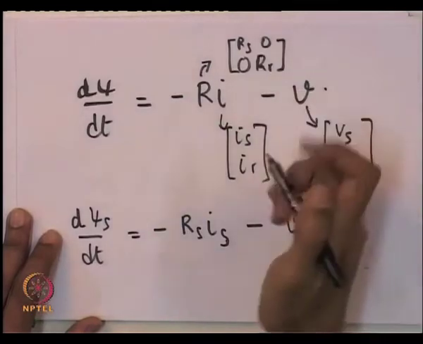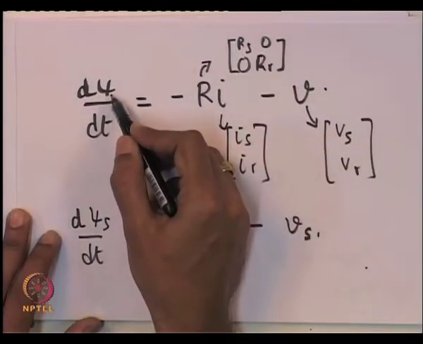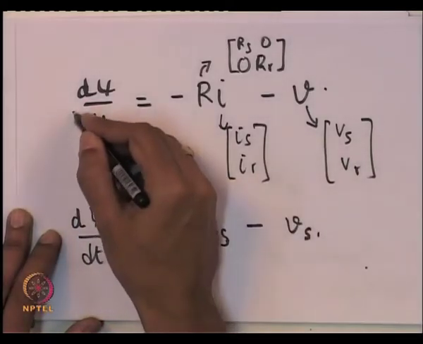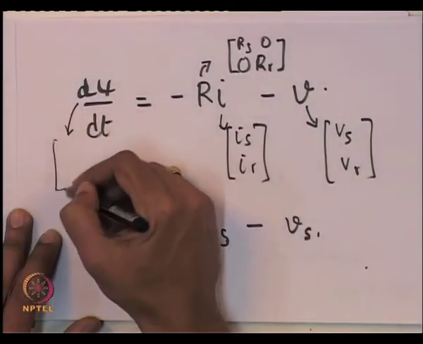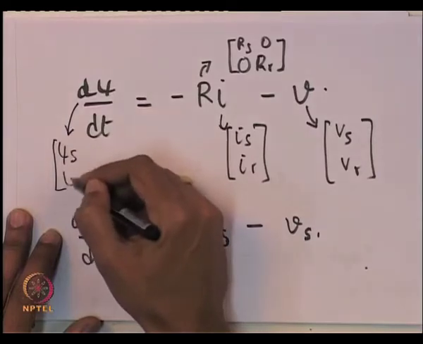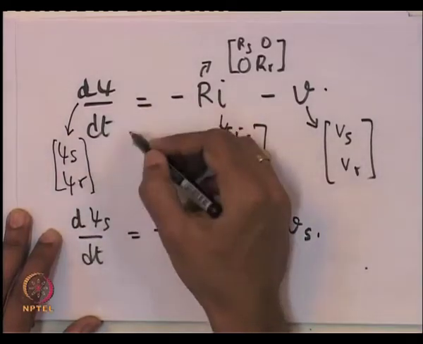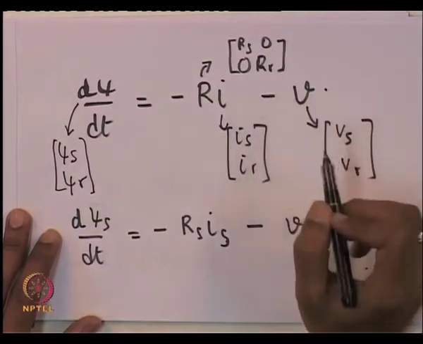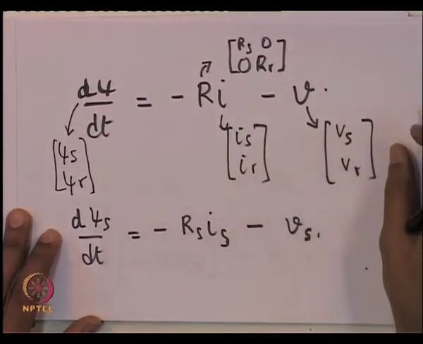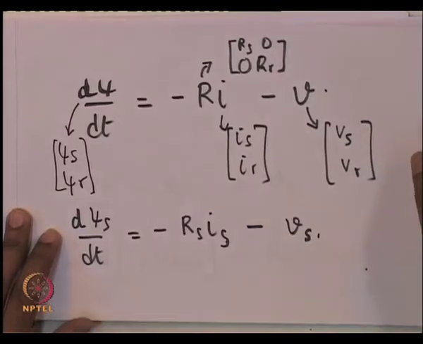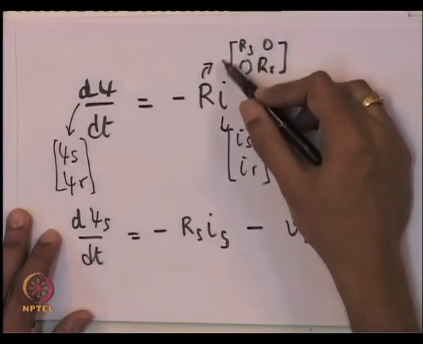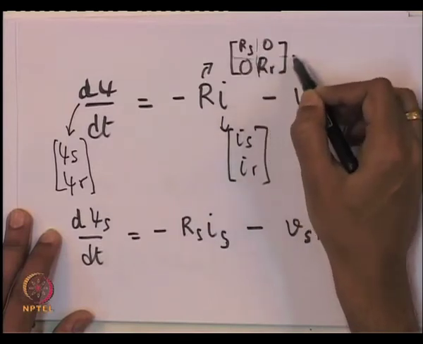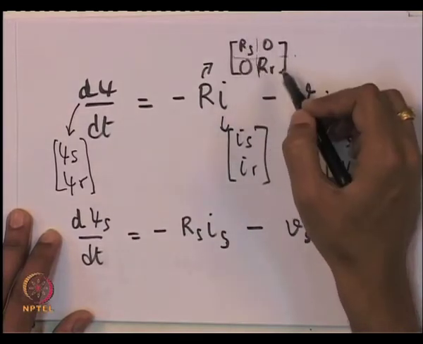We did this in the last class. We have seen that d psi by dt, psi of course being psi s and psi r, is equal to minus R I minus V. This is what basically our flux equations were, which we did about 2 classes back. R of course is a diagonal matrix which has submatrices R s and R r.